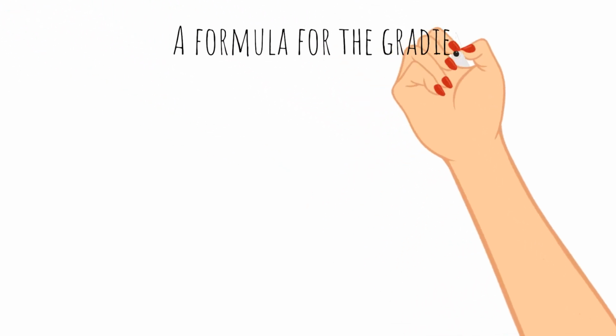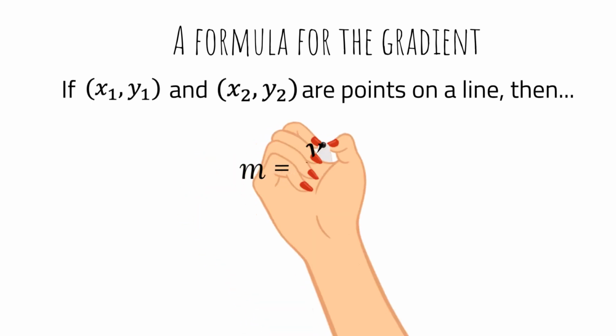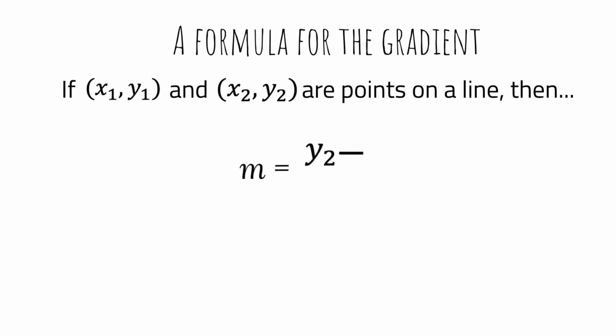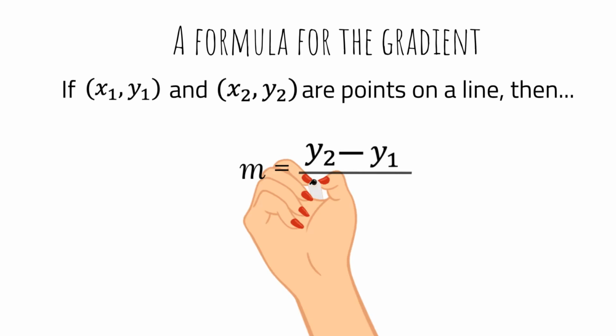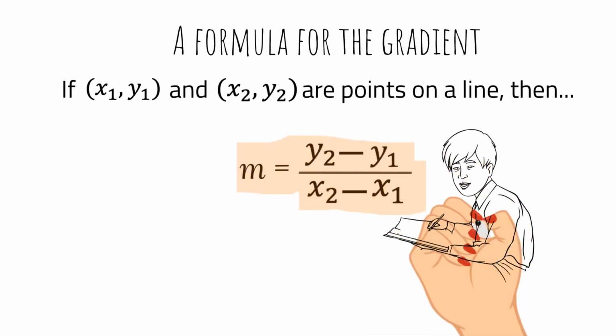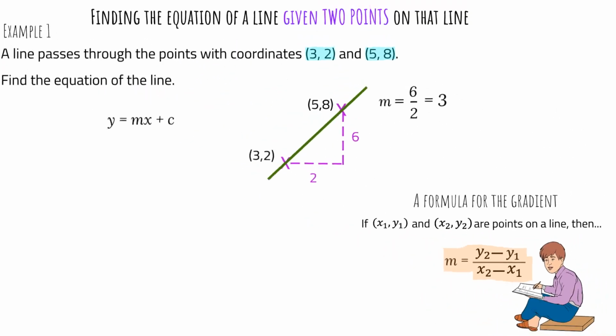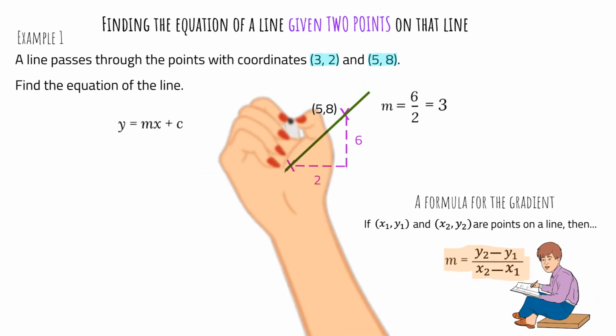Great. However, we don't want to plot this every single time. So I'm going to give you a formula for the gradient. If I have 2 points on a line, I'm going to call the first point (x1, y1), and the second point (x2, y2). Then the gradient is the second y coordinate minus the first y coordinate, all over the second x coordinate minus the first x coordinate. And this will work every single time without the need to draw a graph, so please write this down.